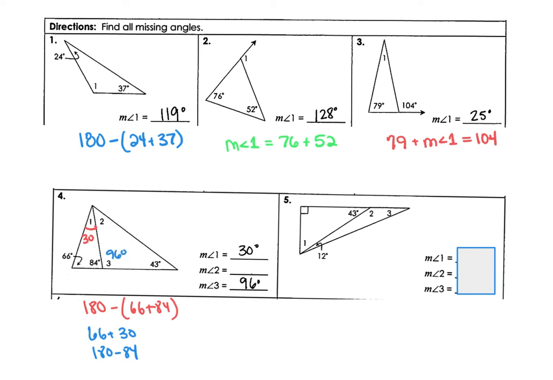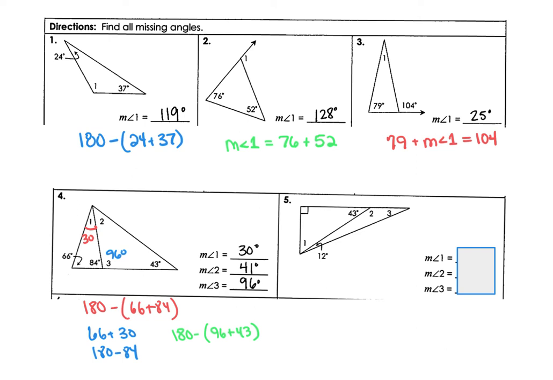And so then my last one to solve for is going to be my angle 2. So the measure of angle 2, I can take 180 minus the 96 plus the 43 to solve for that one. And so sometimes you can work around the triangle to get all of the angle measures based on what you know about that particular triangle.